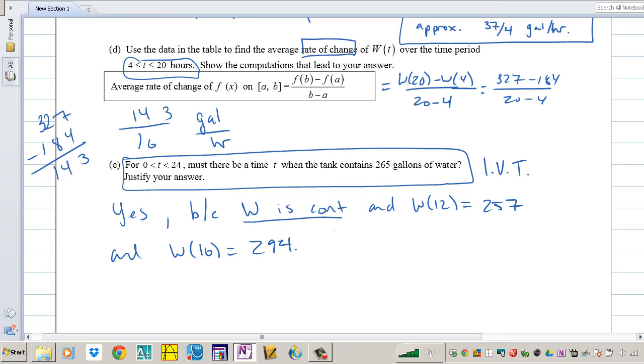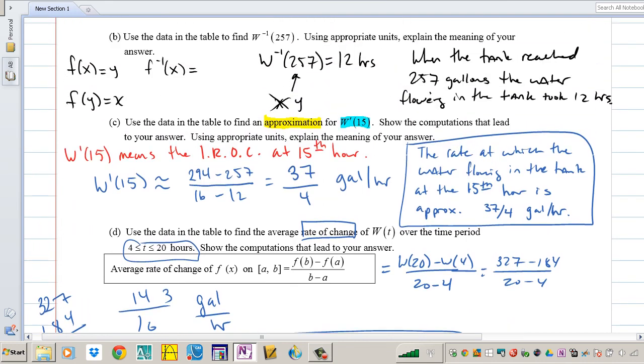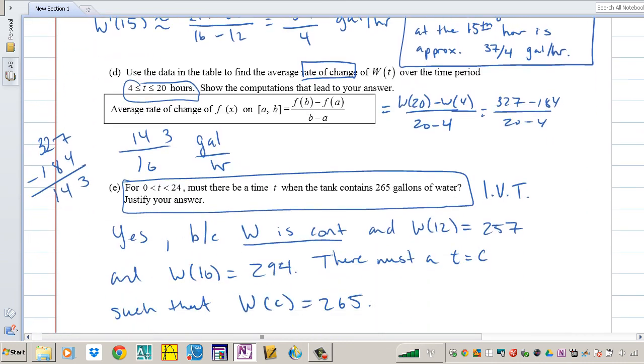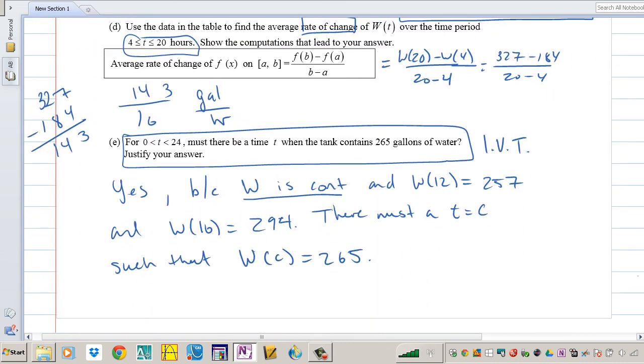There must exist a time, or we can say there must exist a t equals c, such that W of c is equal to 265. It must be obvious that in between there. Could the water have reached 265 gallons at any other time? Well, maybe, it depends. But all we know is that the water is flowing into the tank, and we're assuming that it's not stopping. So there must be at least one instance in between the 12th hour and the 16th hour in which the water level was 265 gallons.